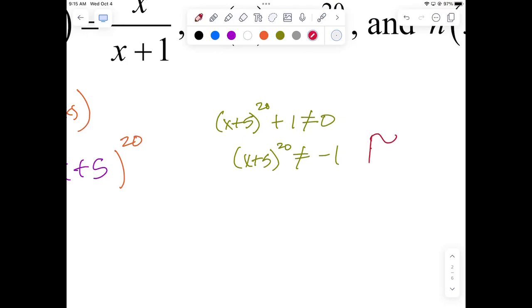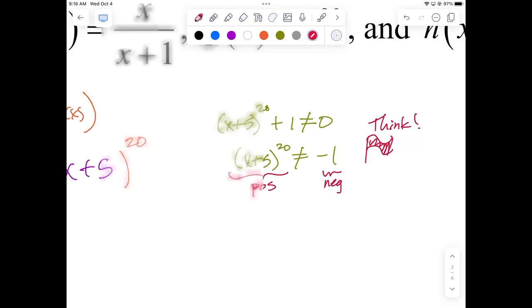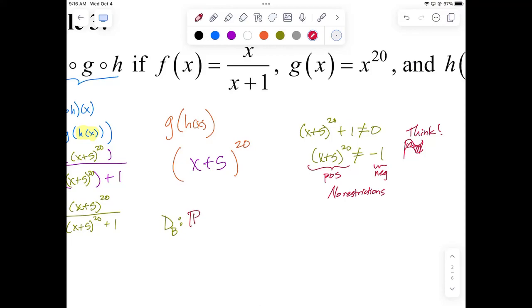Stop right there and think. You don't want to have to possibly get extraneous solutions. Is it possible to take a quantity, x plus 5, which could be positive, negative, or 0, raise it to the 20th power, which is an even power, and get a negative number? No. This over here is always positive, and this over here is always negative. Is that possible? No. So are there any restrictions? Are there any x values that will make this happen? No. So there's no restrictions, which means the domain is all real numbers. Very good. So D sub B is double bar R.